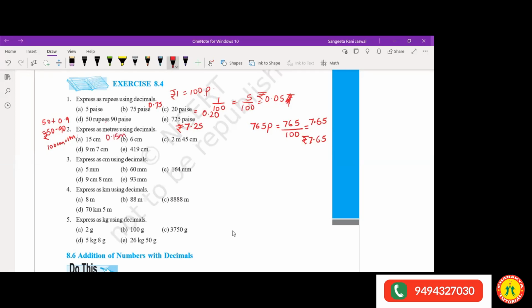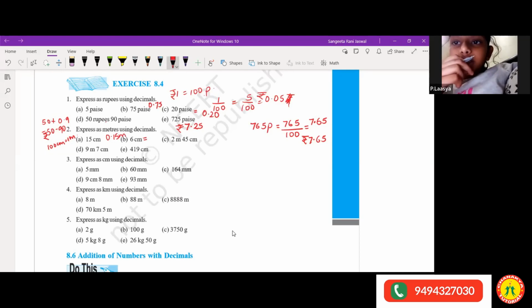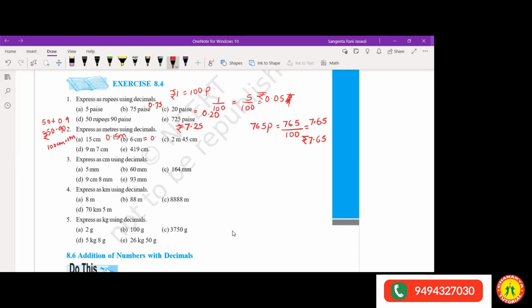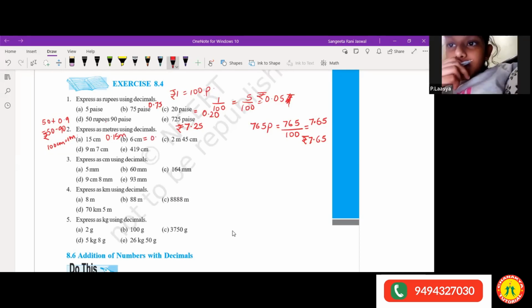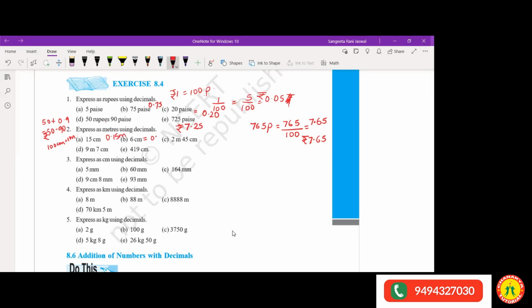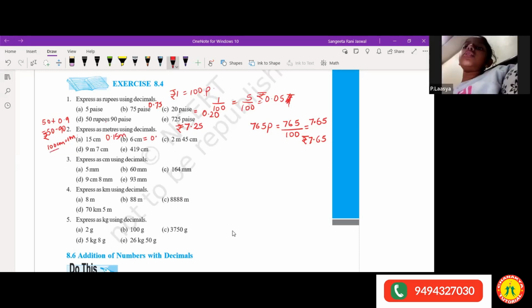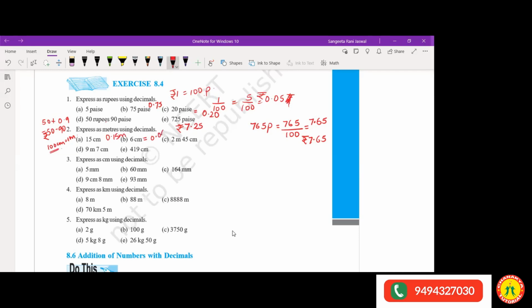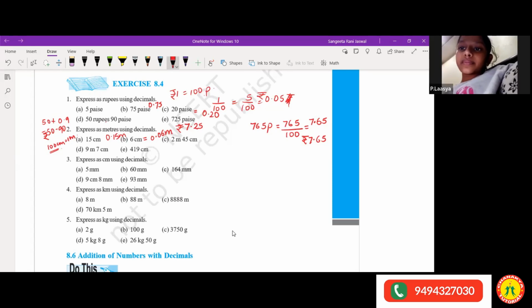Okay, tell me 6 centimeter. When you convert it to meters, what do you get? 0.06 meters. Always write meters. Unit should always be mentioned. Don't just give the answer 0.6, 0.15. Okay, ma'am. Unit should be there.